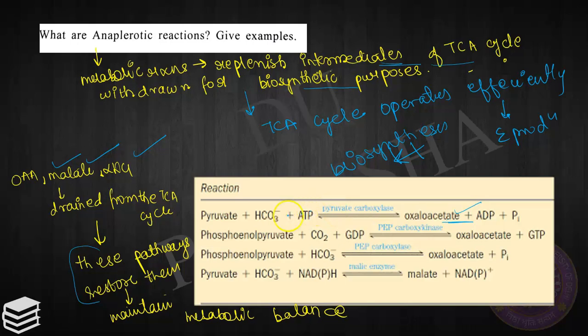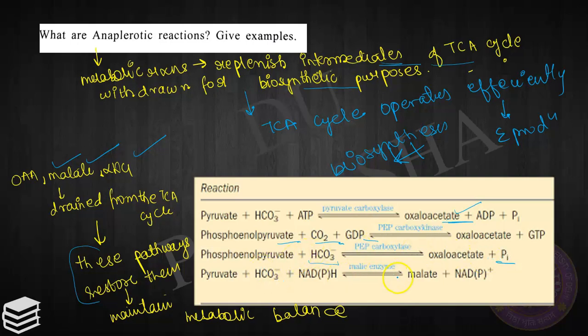Second is PEP, that is phosphoenol pyruvate, that also undergoes carboxylation in the presence of PEP carboxykinase and utilizes a GDP molecule to form oxaloacetate and GDP. Another reaction to form oxaloacetate from phosphoenol pyruvate involves a different enzyme, PEP carboxylase. Here it reacts with bicarbonate to form oxaloacetate and inorganic phosphate is released.